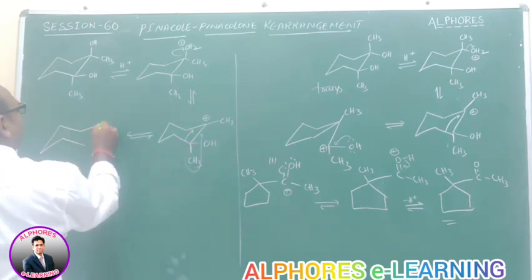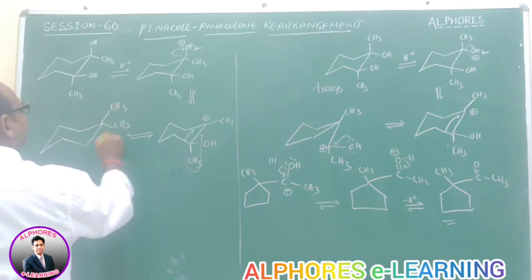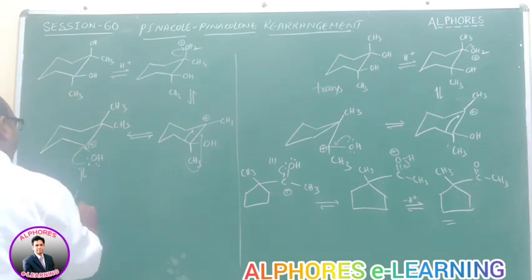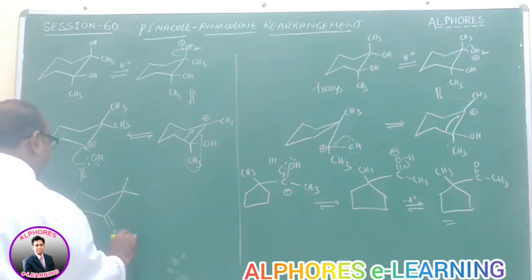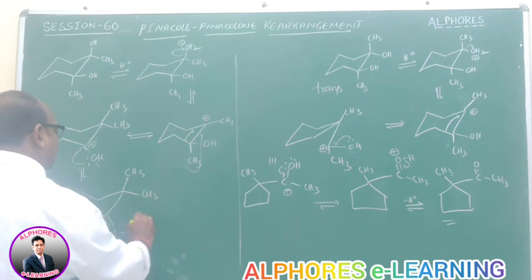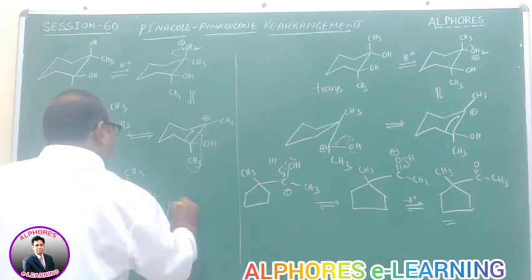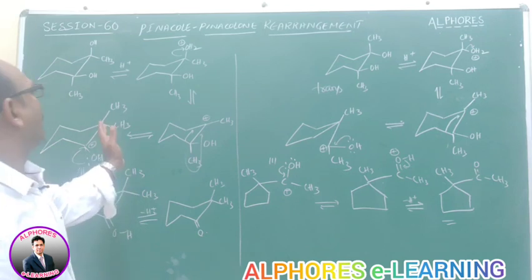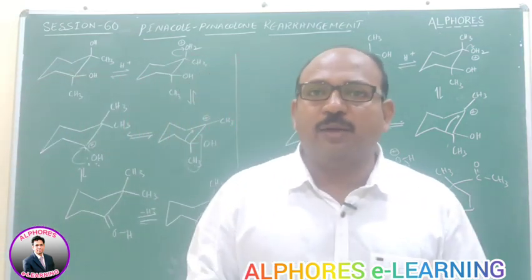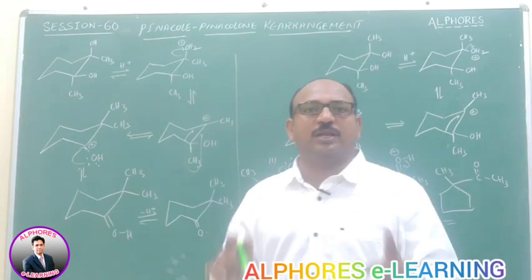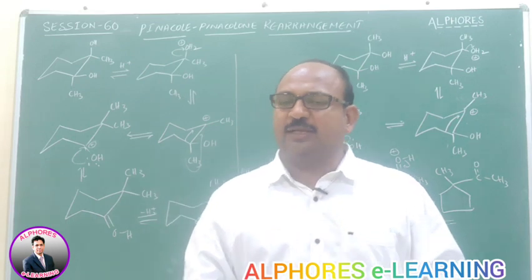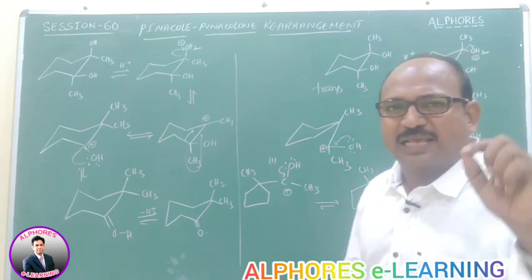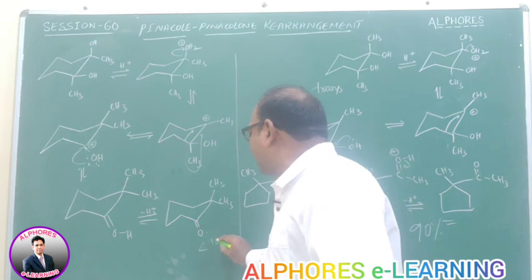If a methyl shift takes place, then we are getting CH3OH, here positive charge, and by donating an electron pair to this positive charge carbon, we are getting OH, and this is CH3. After losing a proton further, we are getting 2,2-dimethyl cyclohexanone. So now I wrote both mechanisms for 1,2-dimethyl cyclohexane-1,2-diol. We learned that we are going to get 90% of the 5-membered ring product. Only less than 10% of the 6-membered product we are getting.